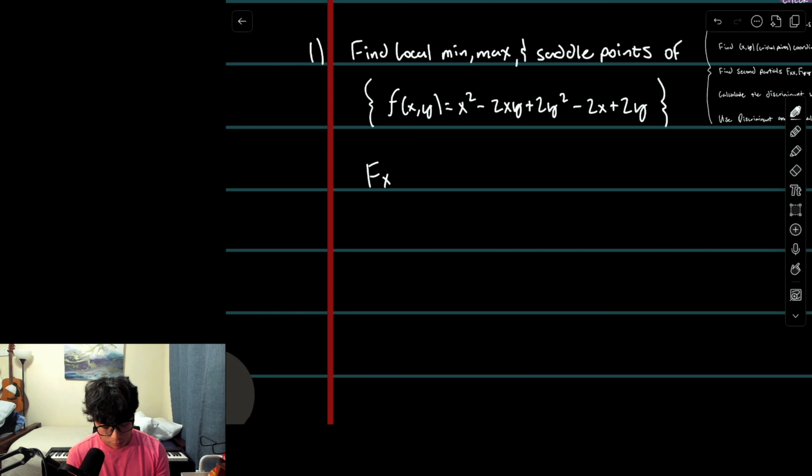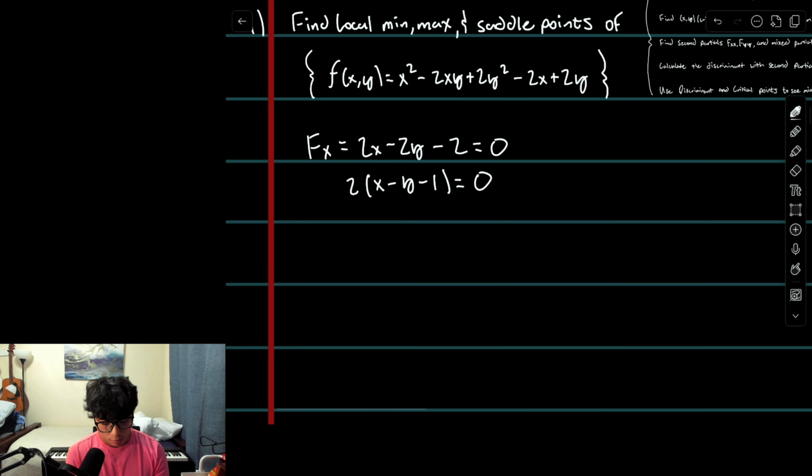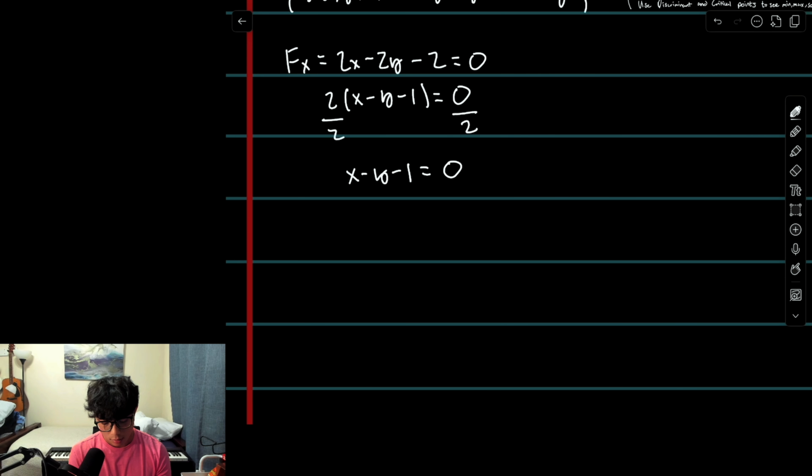Our first partial derivative with respect to x equals 2x minus 2y minus 2. And like the instructions said, set it equal to 0. The reason for this is to find our critical points. Now notice there's a pattern where we could take out a 2, leaving inside the parentheses x minus y minus 1 equal to 0. Now dividing both sides by 2, we get x minus y minus 1 equals 0. So we could take that constant to the other side and we get x minus y equals 1.